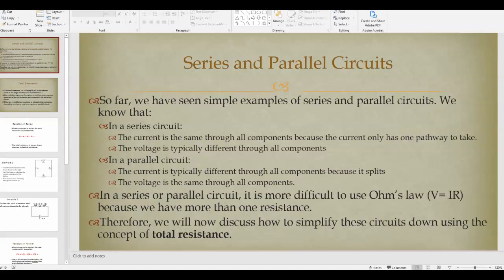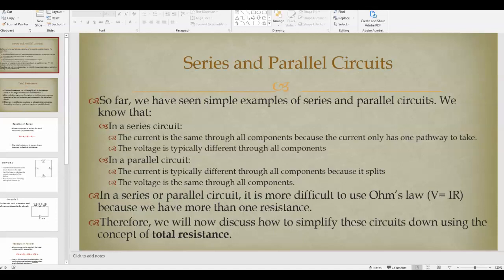However, the voltage is typically different across different components. Now, in a parallel circuit, it's the opposite. In a parallel circuit, you have different pathways that the current can take, and so that means the overall current can split, so the current is not the same through each component. However, in a parallel circuit, the voltage is the same across everything. Okay, and so it's important that you understand those two facts about series and parallel circuits.